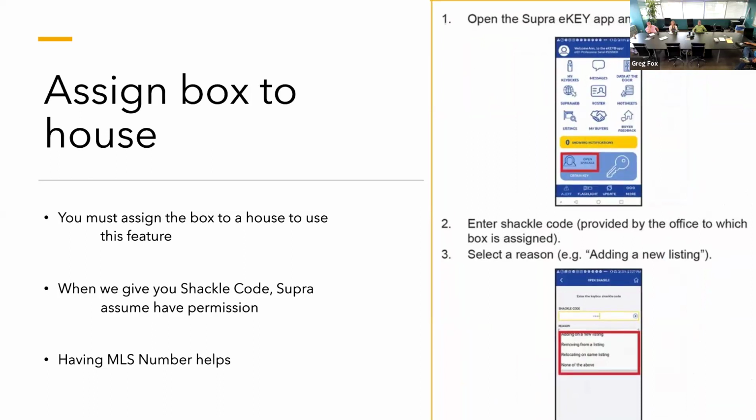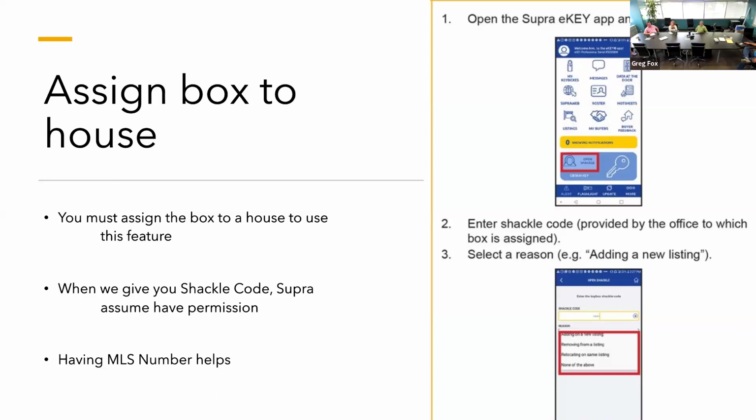So the way this program is going to work is first, you have to assign the key to the lockbox to the home. If it's not assigned to the home, you can't use this. Now, how do you assign a lockbox to the home? Well, first off, you have to have opened the shackle. Since we own all the lockboxes, the way this system works and all Supra lockboxes work is once you open the shackle, they presume that you have the authority to use that box appropriately for the company.